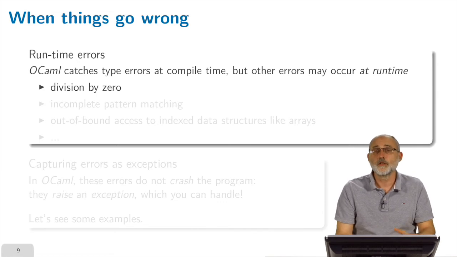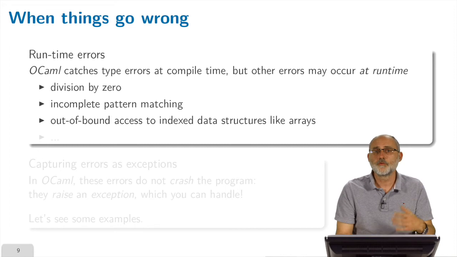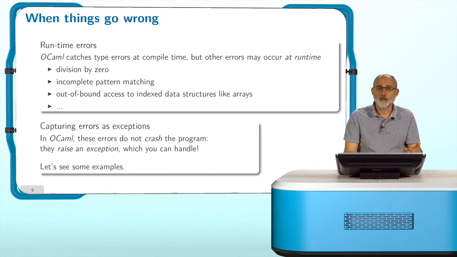Okay, so these are runtime errors. Typically, divisions by zero, incomplete pattern matching, out-of-bound access to mutable data structures, and many others. What is very nice is that in OCaml, when these errors occur, your program does not crash. What happens is that the system wraps this error into an exception which is raised, and then this exception is something that you can handle. Let's see this on some examples.